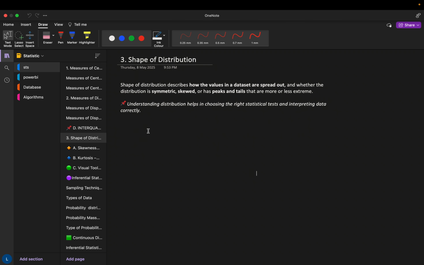So before moving into the shapes of distributions like skewness, kurtosis, and all, first of all let's understand the symmetric distribution. What does this symmetric distribution exactly mean?